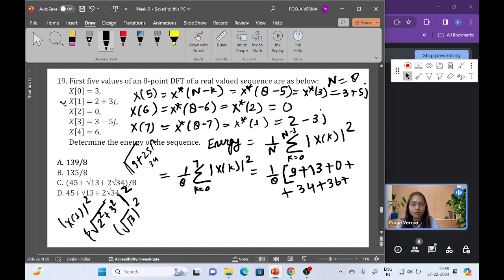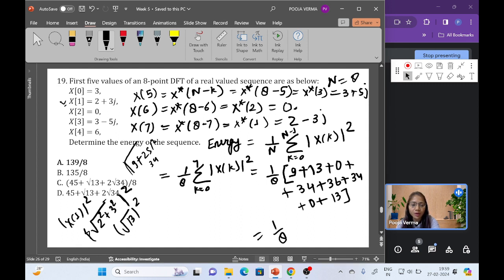Again, x of 5, that is 3 plus 5j. So what will we get? 34 only, 3 square plus 5 square root. Then x of 6 is 0, so 0 only, and x of 7 is 2 minus 3j. So again it will be 13 only.